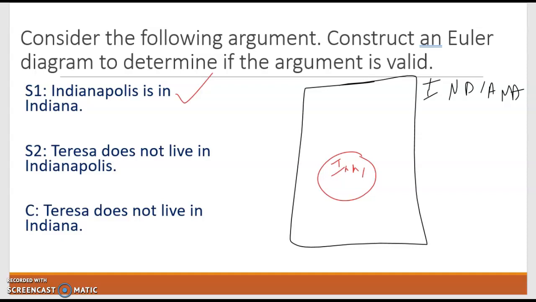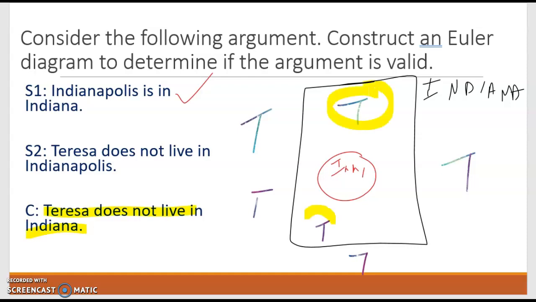Now, if Indianapolis is noted by the red circle inside of the black rectangle, then Teresa just lives somewhere outside of that red circle. So Teresa could live here, she could live here, she could live here, or here, or here, or here, whatever, right? The point is, we don't know the conclusion. The conclusion that says she does not live in Indiana is not necessarily true, because she could live in North or South Indiana and still not be inside of Indianapolis.